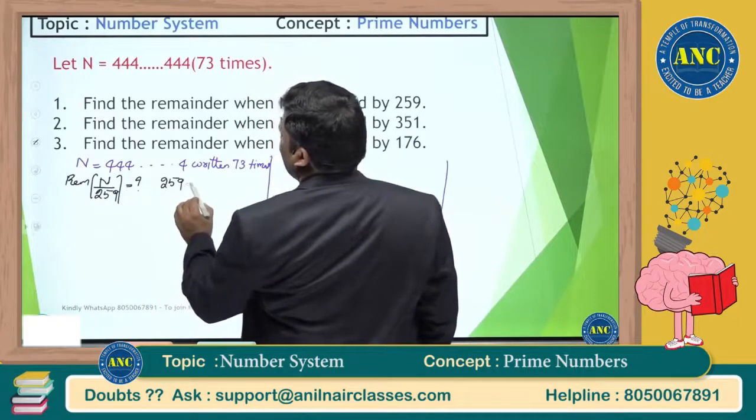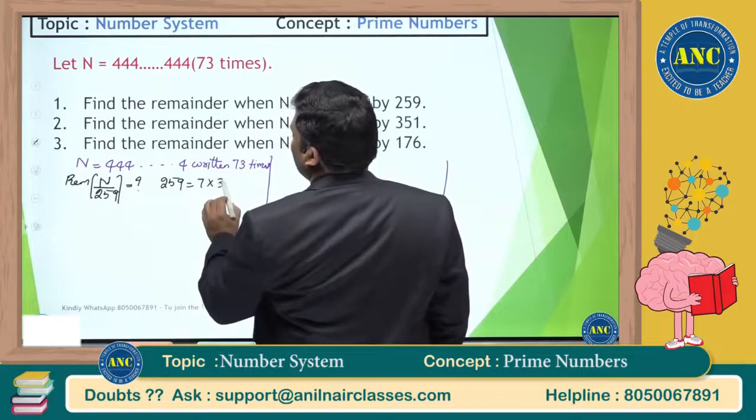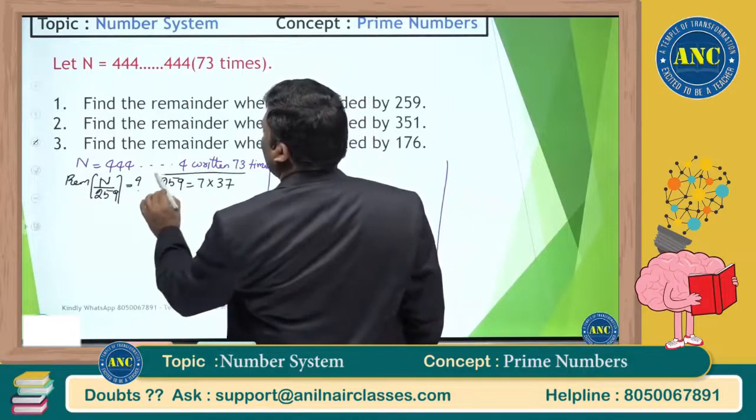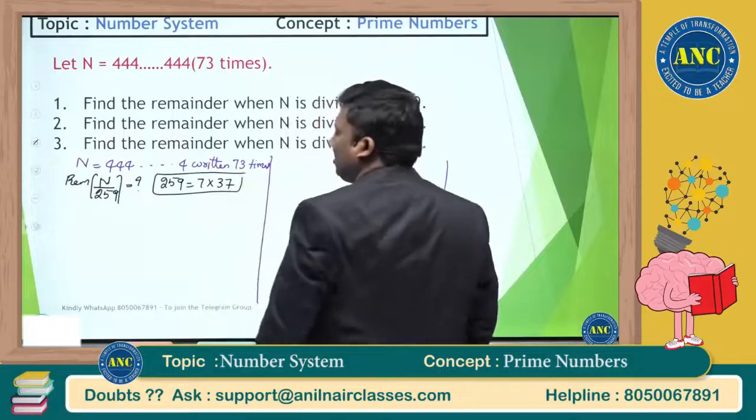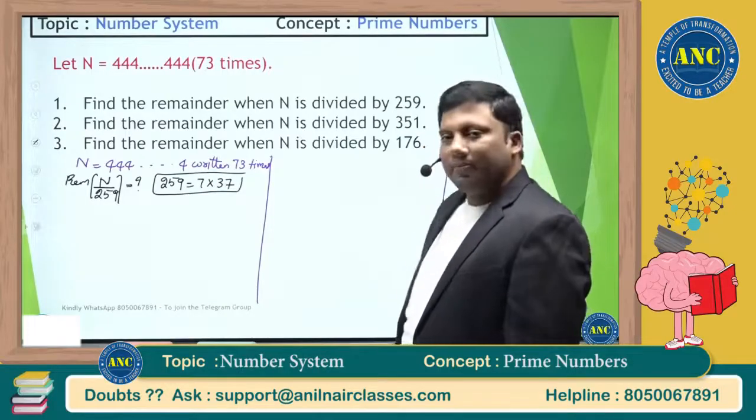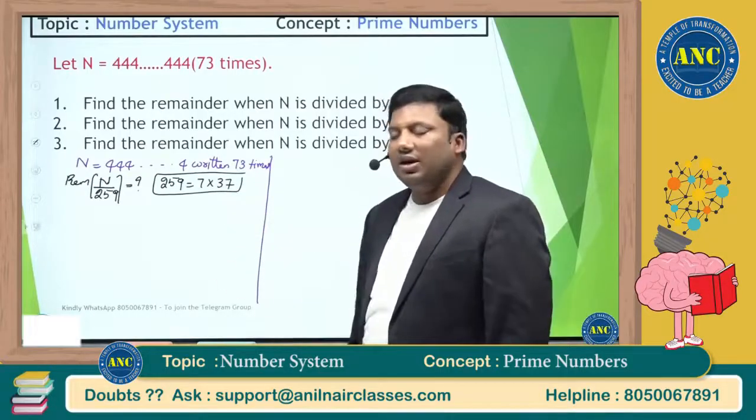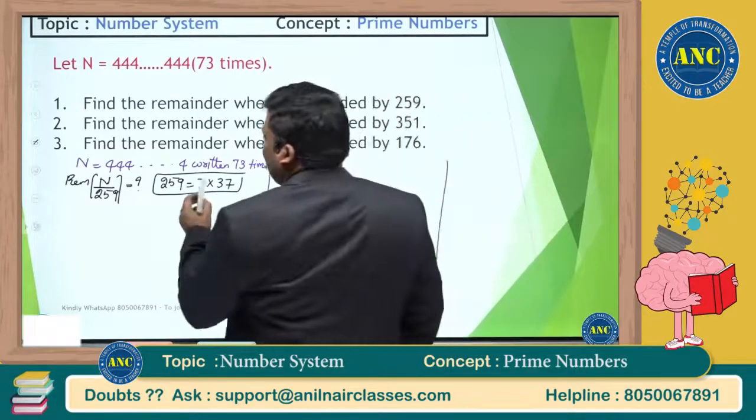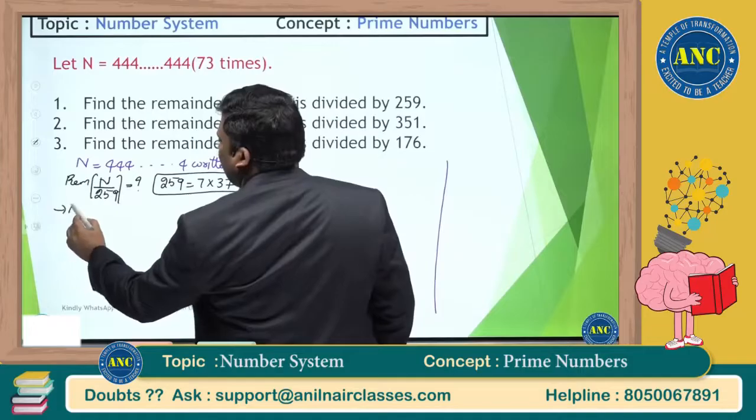259 is a composite number which is derived from 7 and 37. It is 7 into 37, which is 259. What are the concepts related to 7?